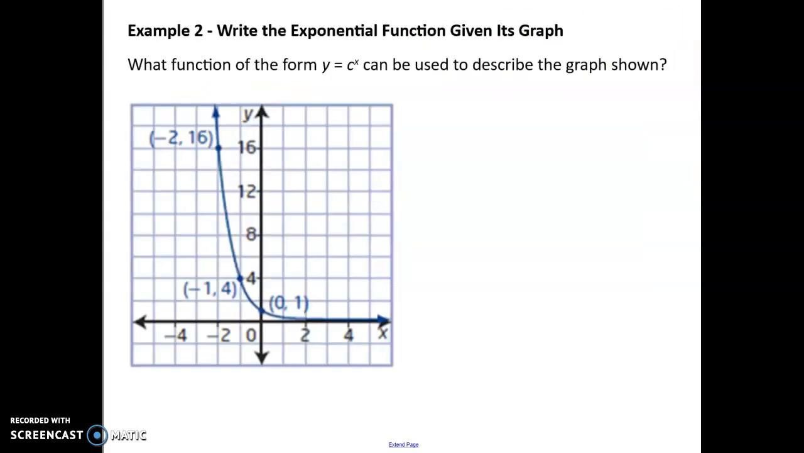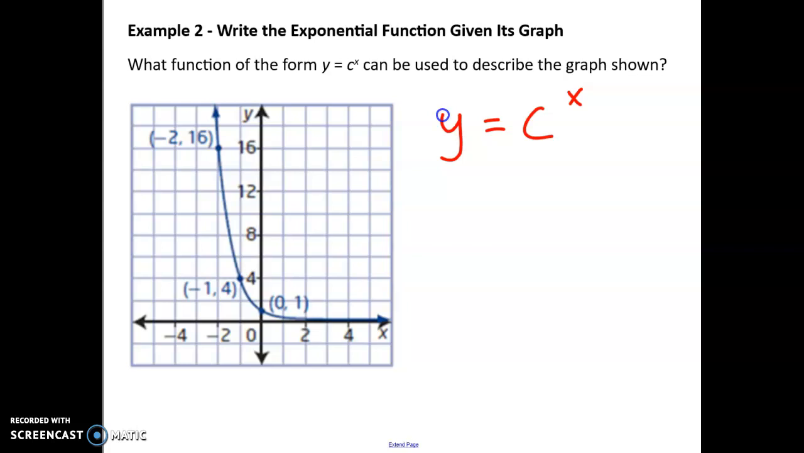Okay, and our final example here, example 2, you also have to be able to work backwards, where you're given the graph and you have to write the exponential function. So we're going to put this in the form y equals c to the power of x. You guys, right away I notice that this function is decreasing. What does that tell you about your value of c? It's a fraction, yeah? It's going to be small, between 0 and 1.